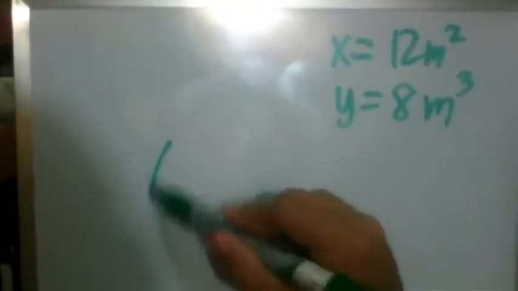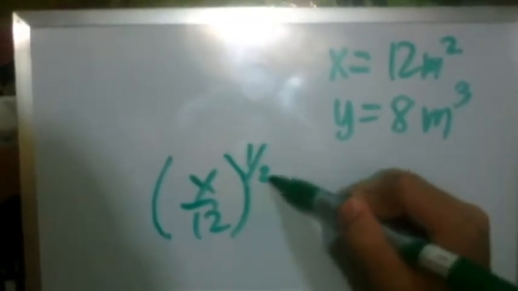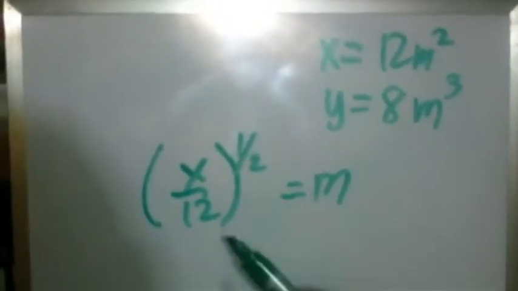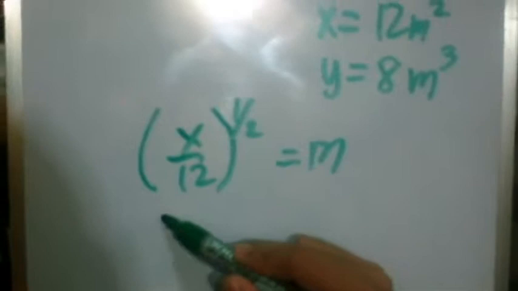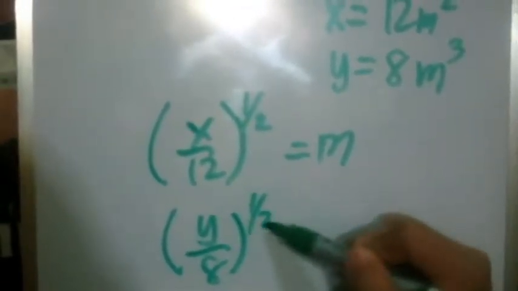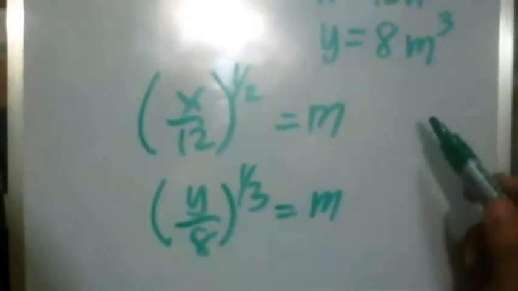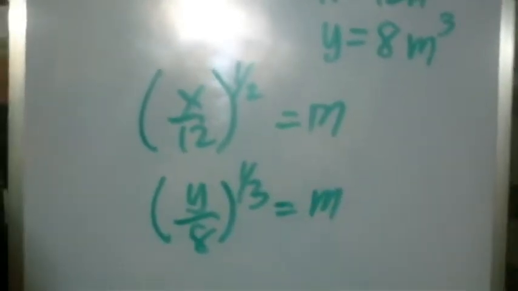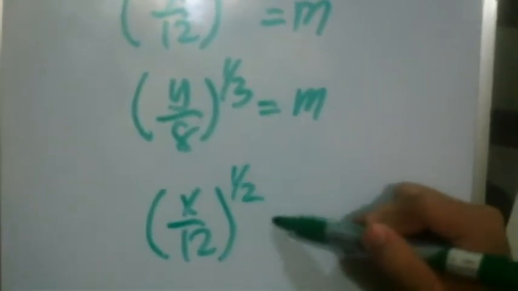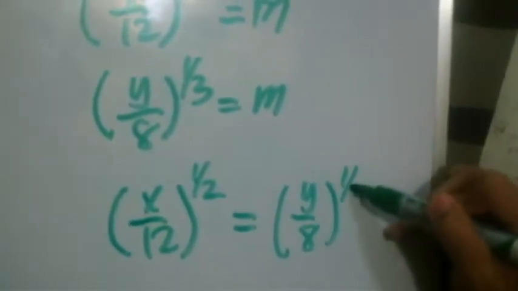So we have (x over 12) to the 1/2 is equal to m, from x equals 12m squared, and (y over 8) to the 1/3 is equal to m, from y equals 8m cubed. So we will equate these. So we have (x over 12) to the 1/2 equals (y over 8) to the 1/3.